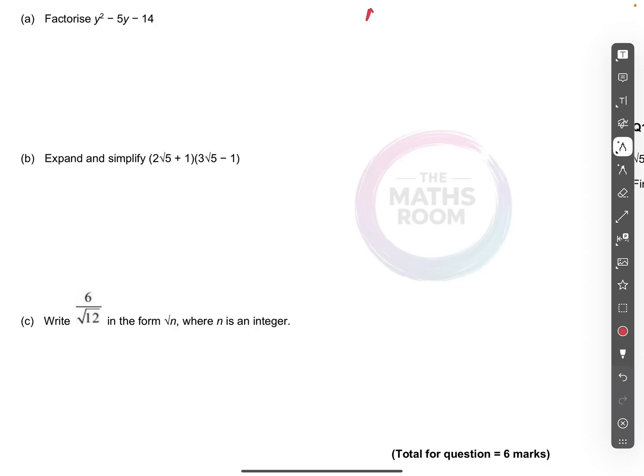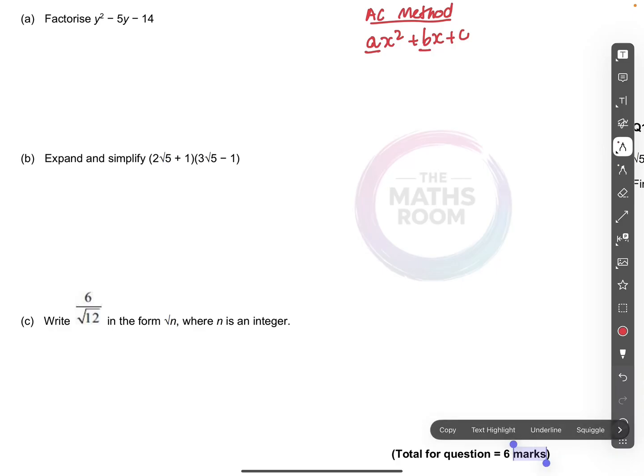When we are factorizing, I always choose the AC method because it helps us work out any type of factorizing question. So we have an equation that is ax squared plus bx plus c. In the AC method, the number before the x squared is my a, the number before the x is my b, and the c is my final number with no variable. So my a in this case is 1, b is -5, and c is -14.